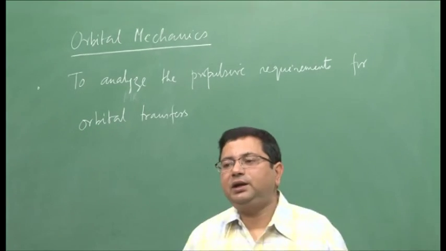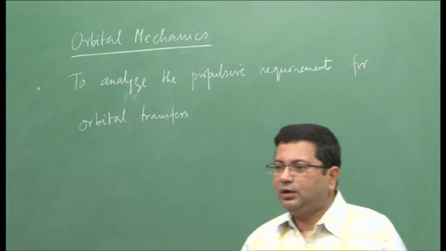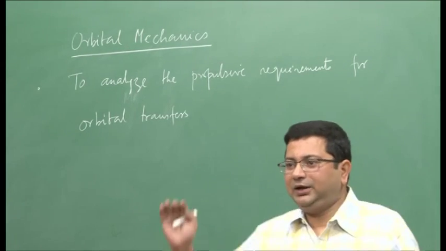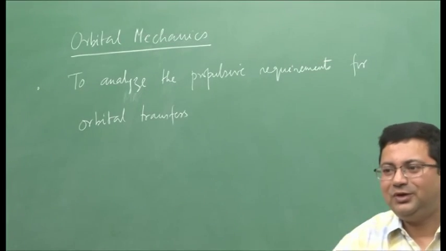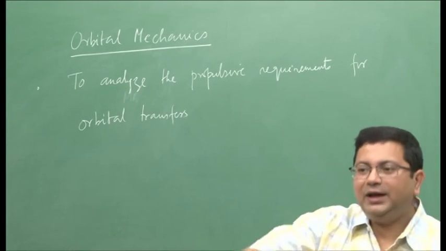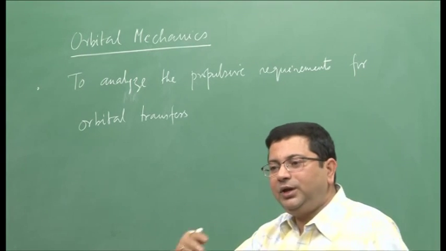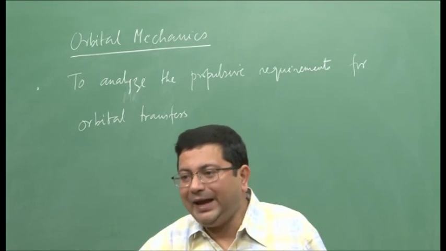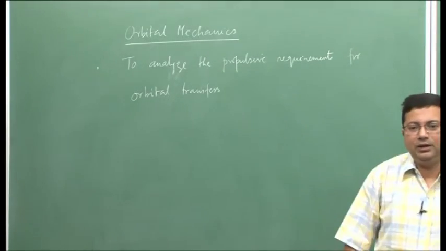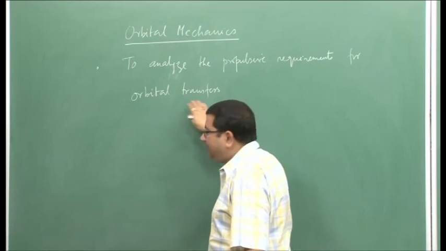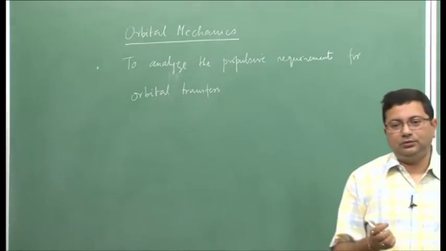What do we mean by orbital transfer? As I said, when a satellite is launched, it is not possible to take it to the desired orbit in one go. So, first it goes into a transfer orbit, and from there it goes to the final orbit. So, essentially there will be multiple orbits it will take till it reaches the final designated orbit. So, there is then an orbital transfer maneuver that needs to be carried out.